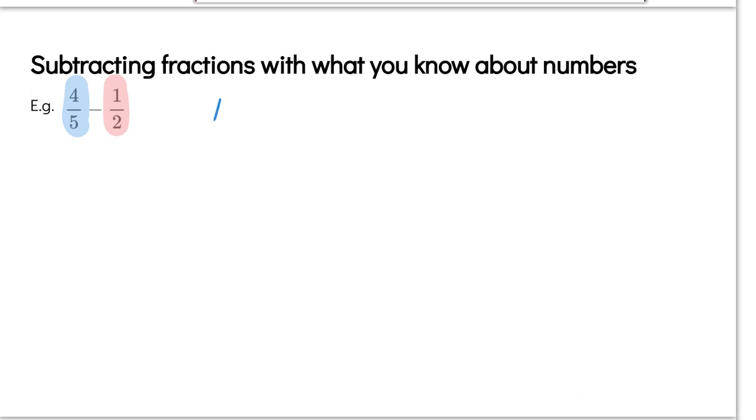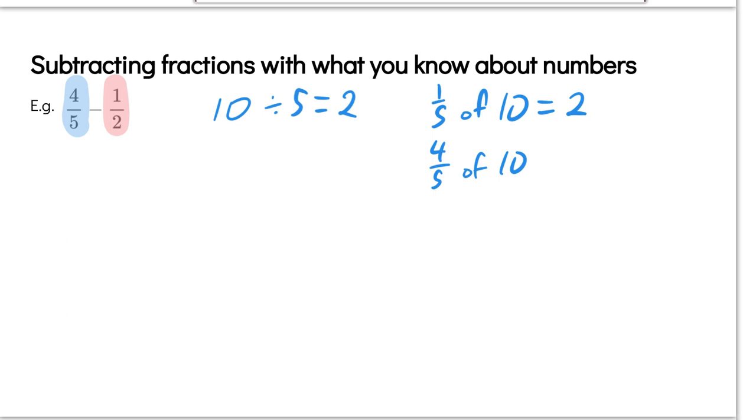10 and I split it into 5 equal groups, then I get 2. So that means that 1/5 of 10 is going to be 2, right? And then if I need 4 of those, 4/5 of 10, we just need to count 4 of those. So 4 of those are going to be 8, right? 1/5 is 2, 2/5 is 4, 3/5 is 6, 4/5 is going to be 8.